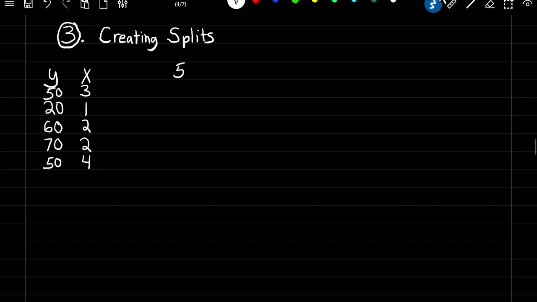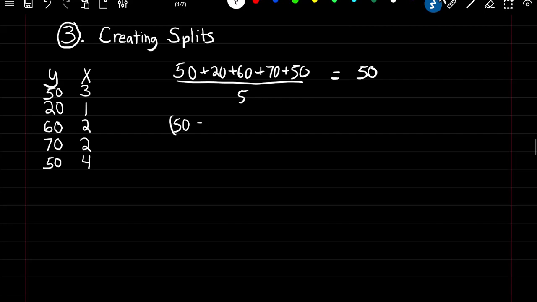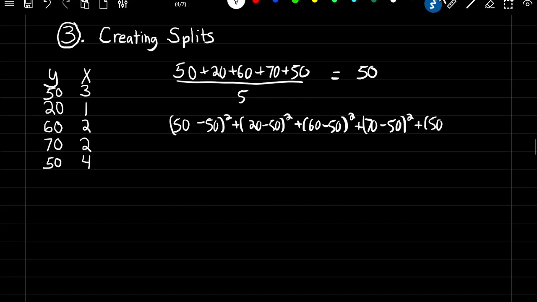So first step is to find our y-bar, so 50 plus 20 plus 60 plus 70 plus 50 over 5. And we'll get a y-bar equal to 50. Now we'll find our sum of squared error. So 50 minus 50 squared plus 20 minus 50 squared plus 60 minus 50 squared plus 70 minus 50 squared, and then finally 50 minus 50 squared. So we're going to get a sum of squared error for a null model equal to 1400.